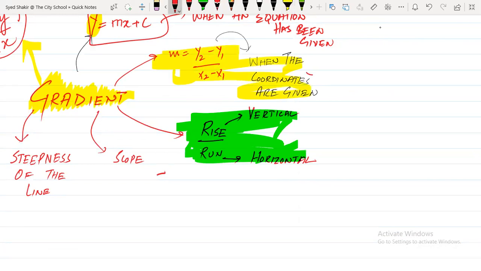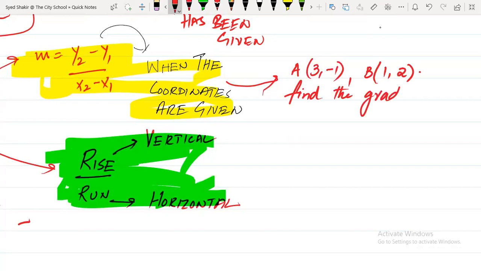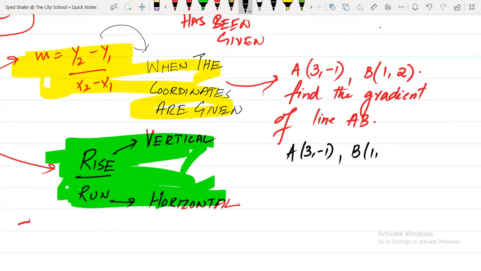Let's suppose the two coordinates are A (3, -1) and B (1, 2). The examiner is asking you to find the gradient of line AB. The two points A and B: A has coordinates (3, -1), and B has coordinates (1, 2).